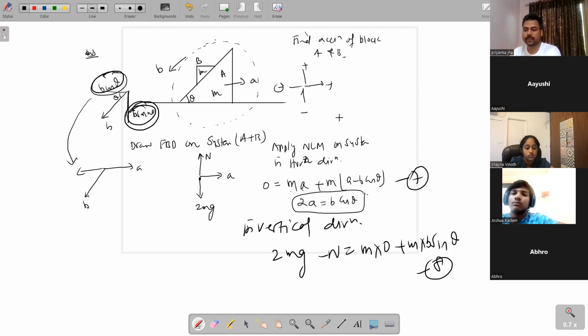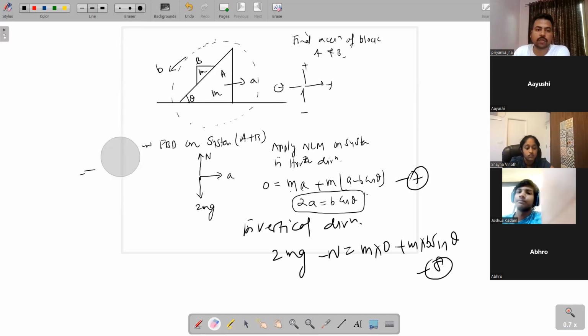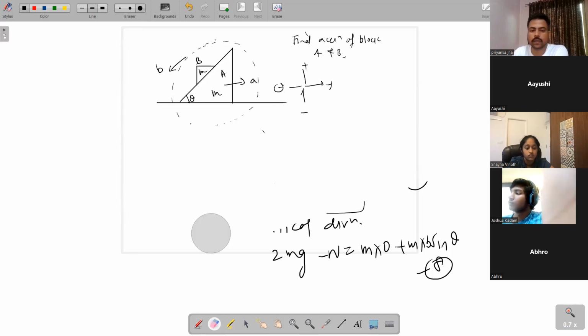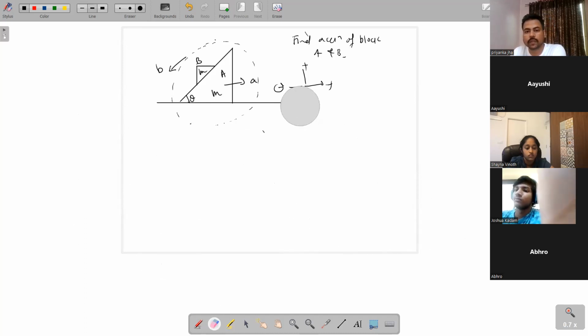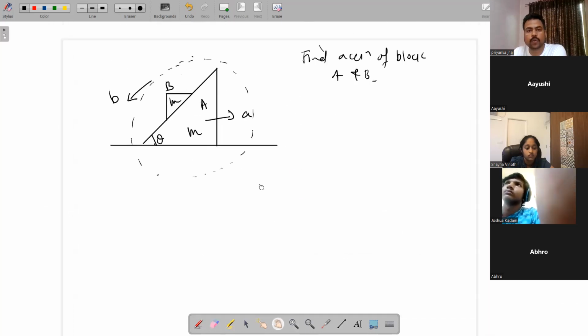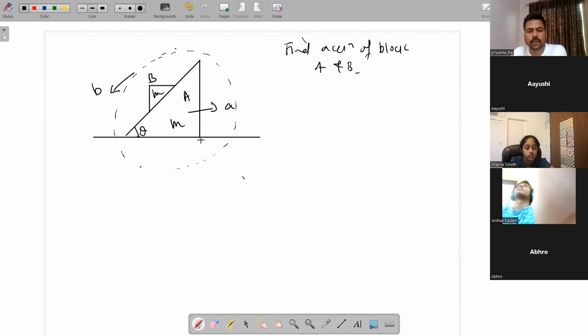Done? Noted, everyone? Now I will find the acceleration of both the blocks. So what I'll do, I don't want to include the normal reaction by Earth as well as the normal reaction between these. So I'll consider the motion of this wedge, or this system.